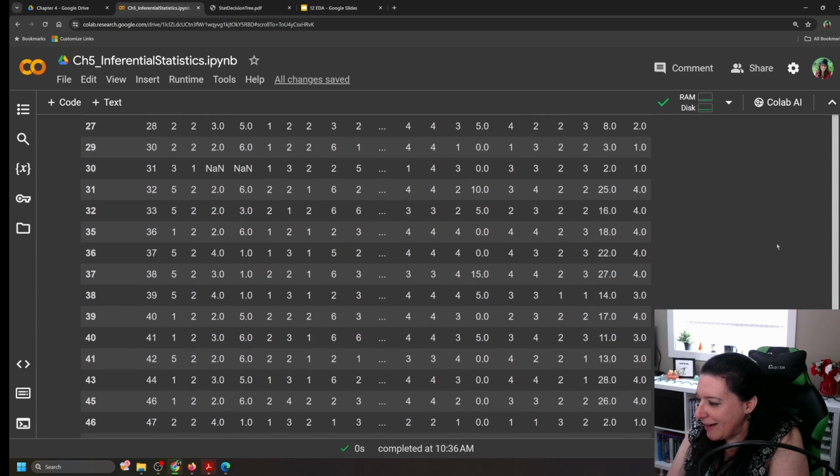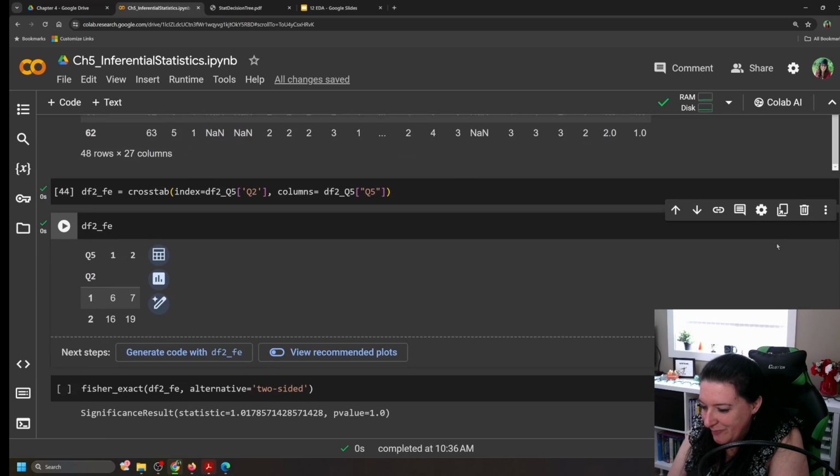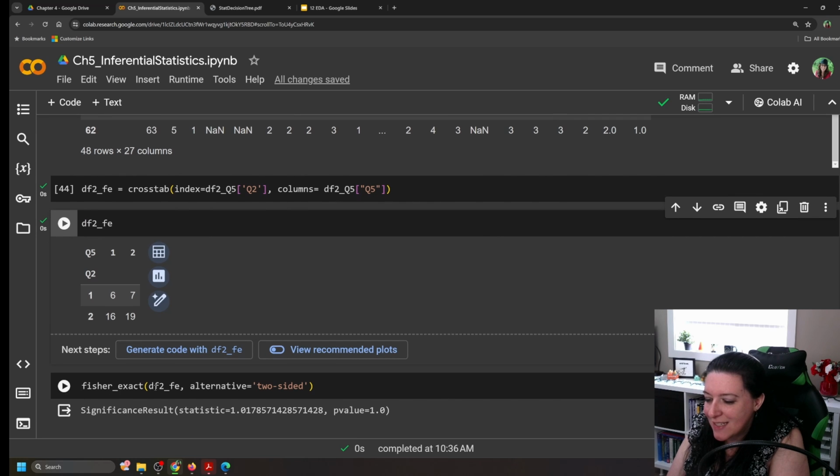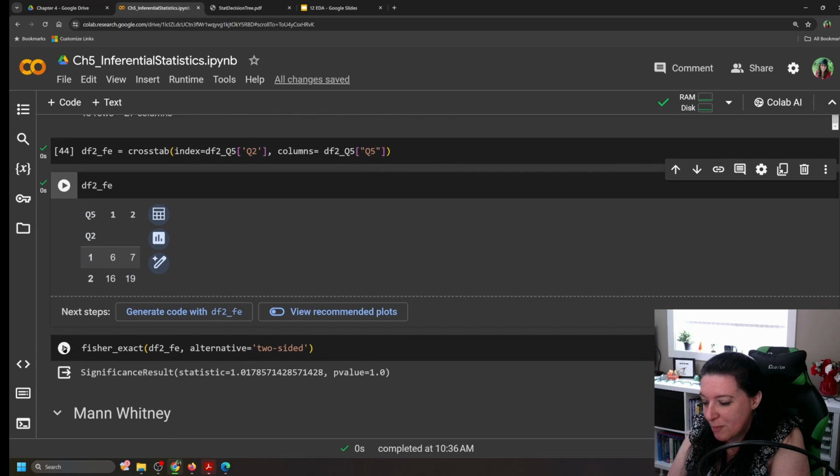So if I go back, Fisher's exact, df2_fe, that's this crosstab that doesn't have that third column. And then we're still checking an alternative of two-sided, which is: is there a difference in opinion between part-time and full-time in a question that only has 2 options? Fisher's requires only 2 options.